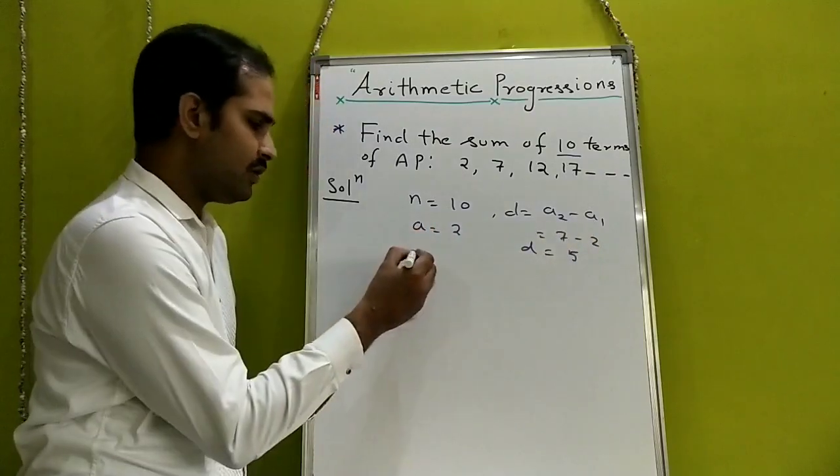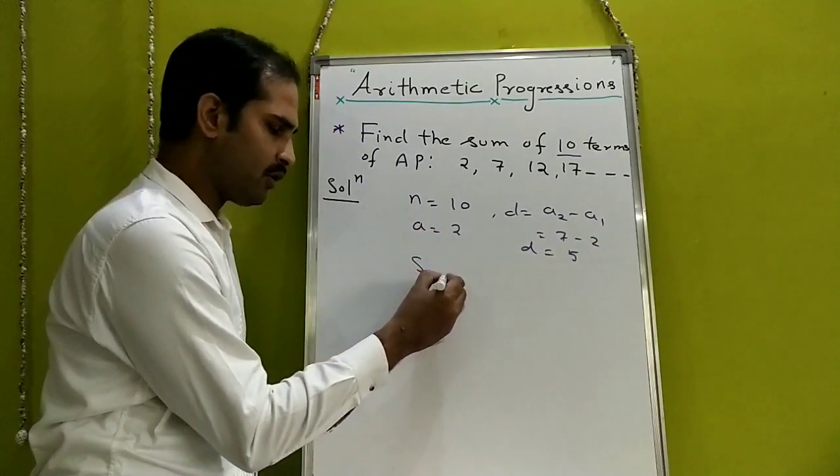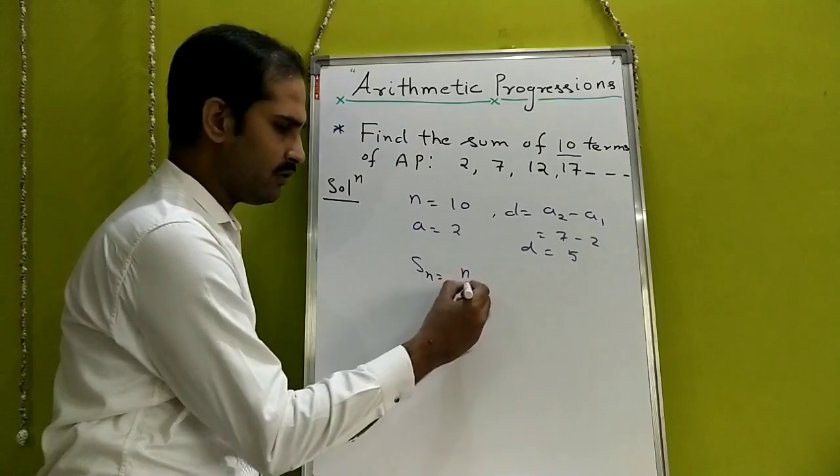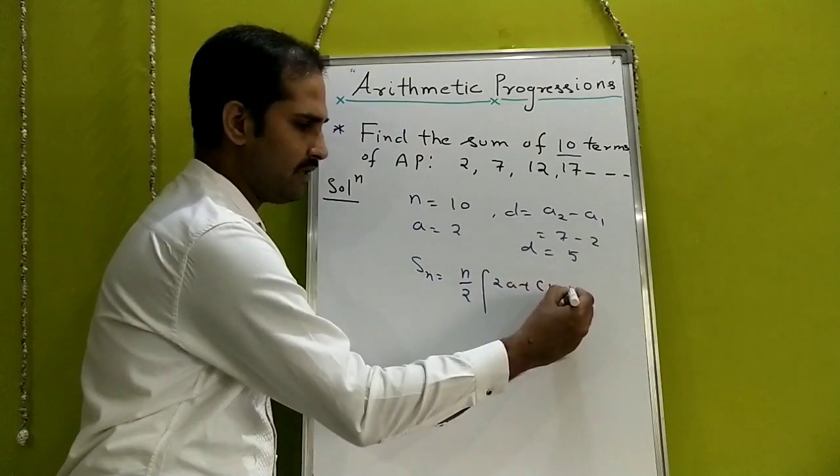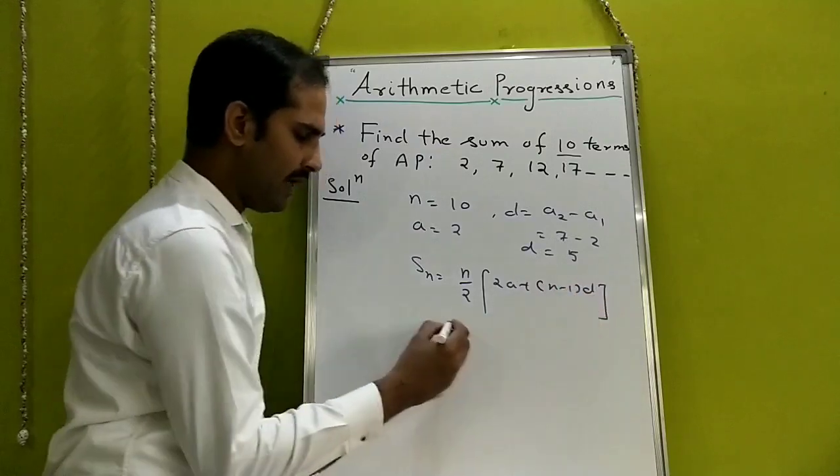Now again using the formula for the sum of n terms of an AP, Sn is equal to n by 2 in brackets (2a plus n minus 1 into d). Now put in the values.